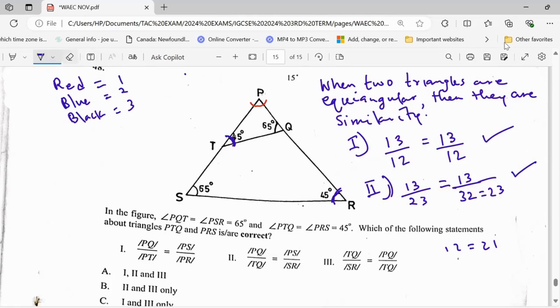Now, if we look at condition number 3, is it a valid condition? Let's go and test it. We have marked this. We have marked this. So the third one now, which is III. We want to test this. We have TQ. That is T to Q. That is blue to black, which is 2, 3. So we have 2, 3 all over SR. SR is black, blue. Black, blue is 3, 2.